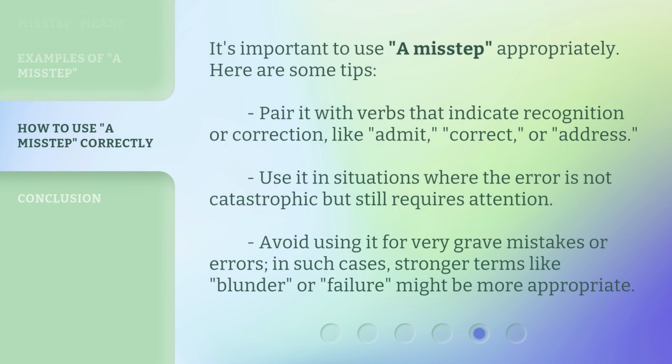It's important to use a misstep appropriately. Here are some tips. Pair it with verbs that indicate recognition or correction, like admit, correct, or address. Use it in situations where the error is not catastrophic but still requires attention. Avoid using it for very grave mistakes or errors. In such cases, stronger terms like blunder or failure might be more appropriate.